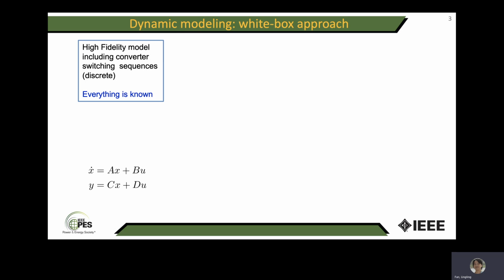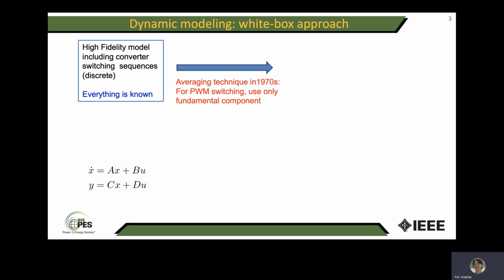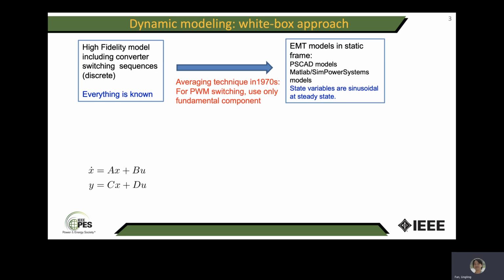First of all, let me go through the dynamic modeling of the white box approach. Suppose we want to have high fidelity models, including everything is known, and the end result is an LTI model. What are the important steps? The first step is averaging techniques, developed in the 1970s by power electronics people, to make sure those discrete switching sequences can be gotten rid of, so that we only have the fundamental component of 60 Hz and the waveforms are smooth. Then we have these EMT models, called electromagnetic transient models, in the static frame.